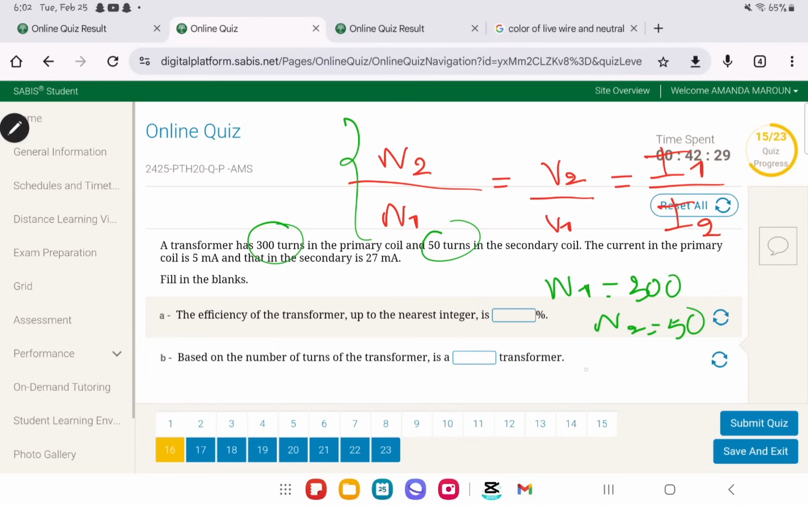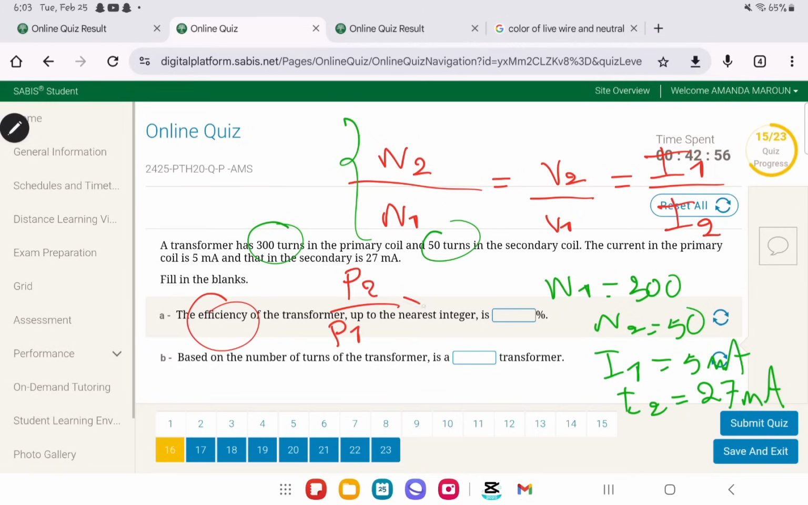We don't have V again. We have I1 being 5 milliamperes, and then I2 being 27 milliamperes. They need the efficiency of the transformer. We know efficiency is power 2 over power 1 times 100%. So how do we find power in general? Power is equal to the current I times the voltage V. If you look, we do not have the voltage.